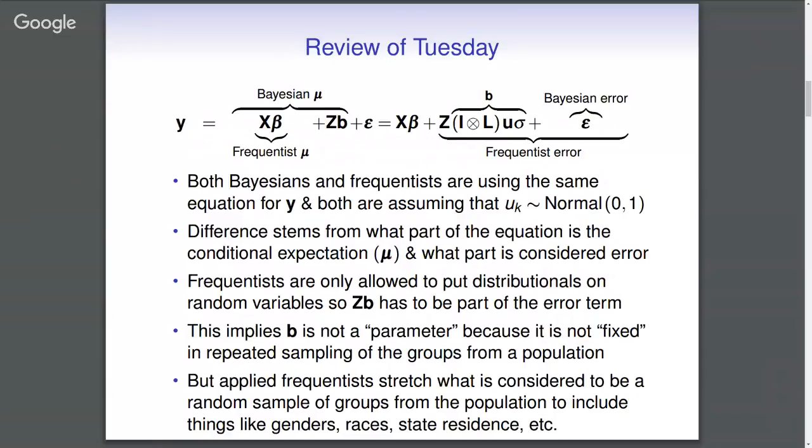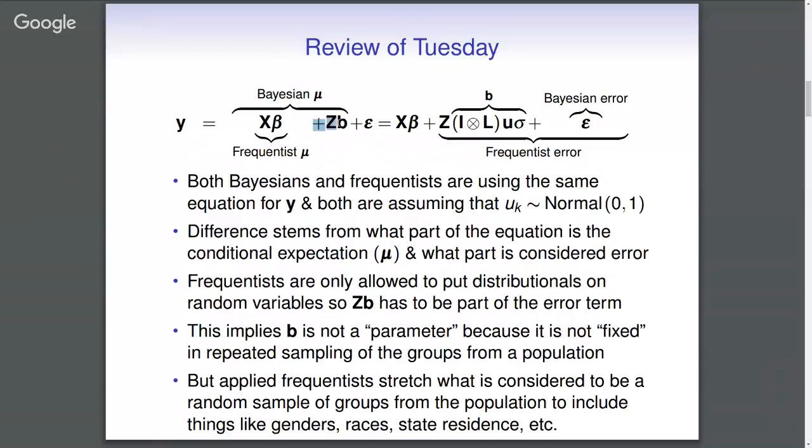And nevertheless, despite all those similarities, you can get considerable differences in interpretation depending on what part of this equation you consider to be part of the conditional expectation for Y and what part is considered to be the error term. So for Bayesians, the conditional expectation of Y consists of both of these terms here, x times beta, which you can think of as the linear predictor for the average. If the groups here are the 50 states, then this x times beta pertains to the linear prediction for the country as a whole on average.